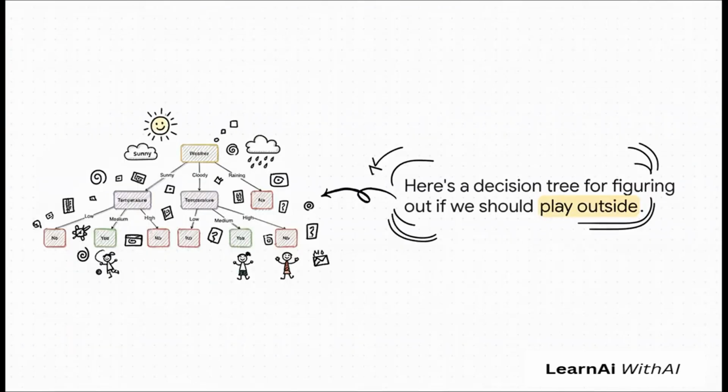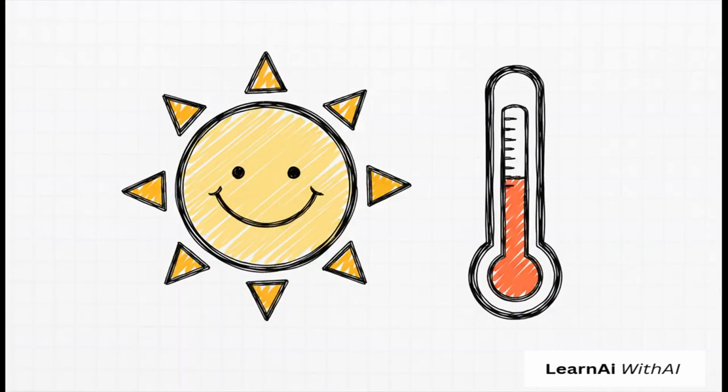So check this out. Here's the full decision map for our play outside problem. You can see right at the top, that's our root node. The first question, what's the weather? And from there, it branches out into sunny, cloudy, or raining. Now for the fun part. Let's give our tree a specific situation to solve. Imagine you look out the window, it is definitely sunny, and you'd say the temperature is about medium. So, what does our tree tell us to do?